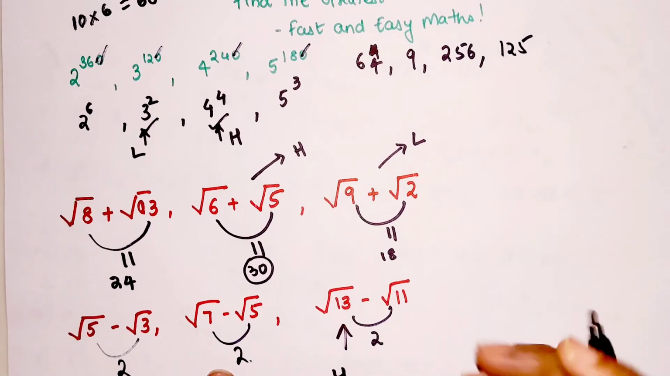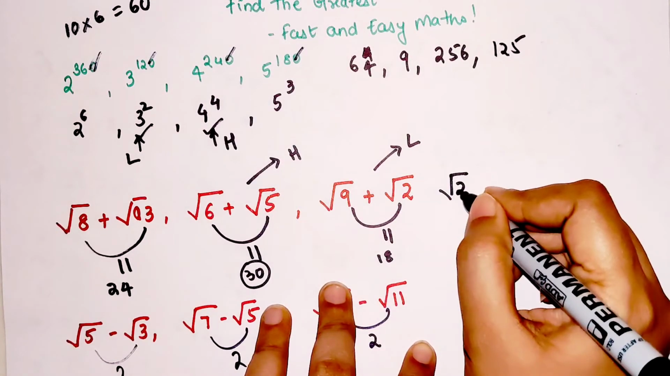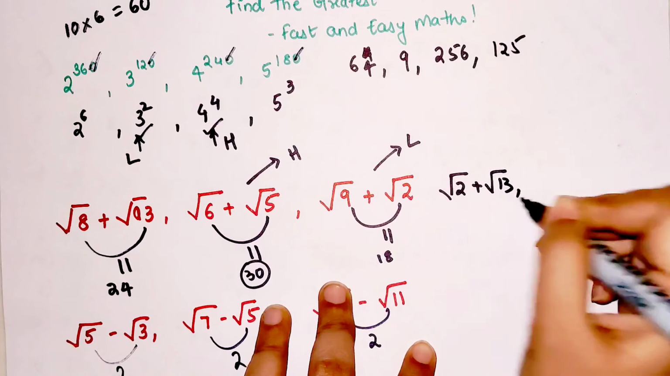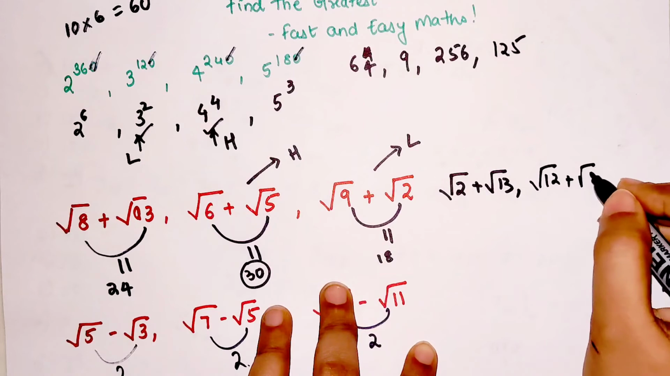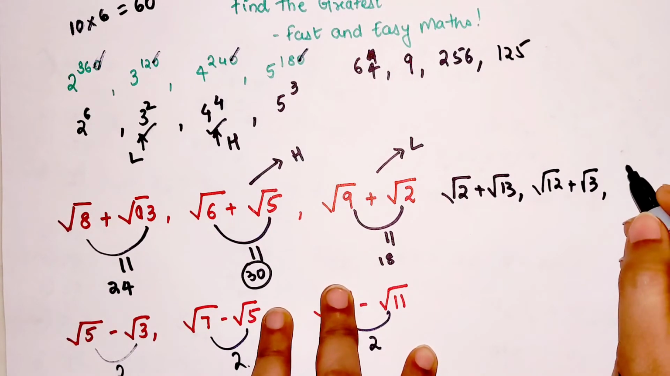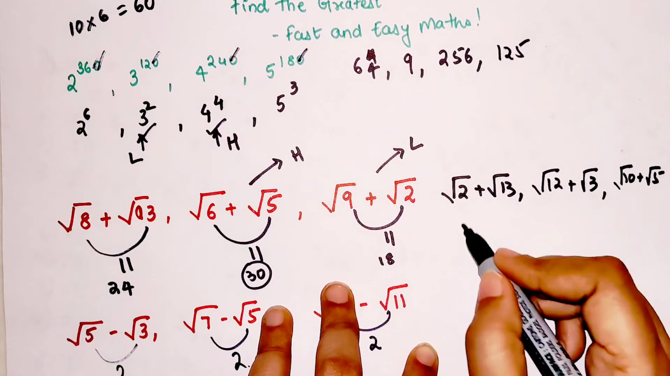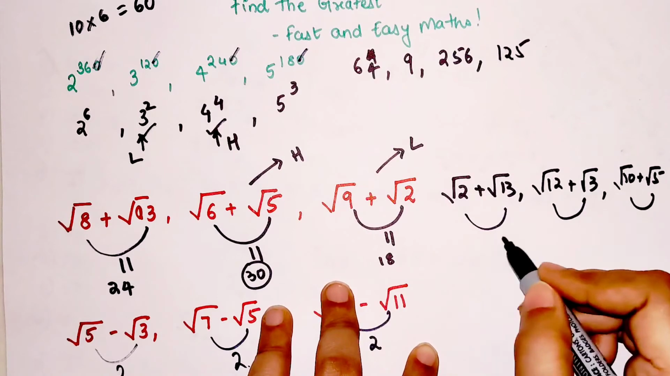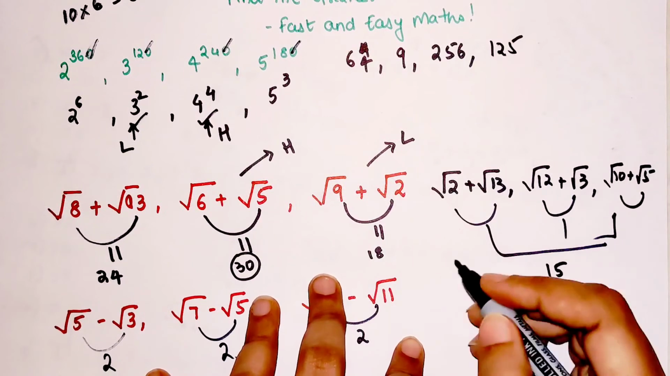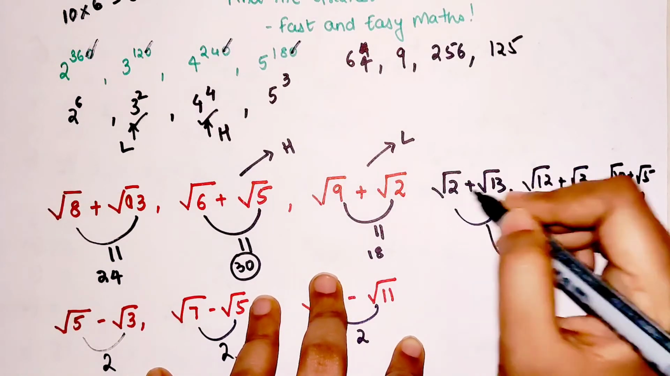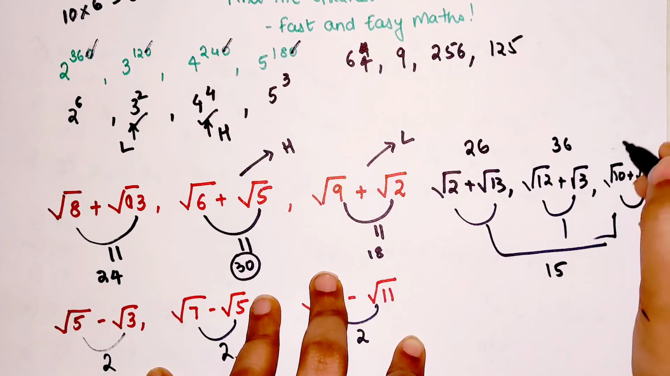Now very quickly let's do one more. Let's say we had root of 2 plus root of 13, and root of 12 plus root of 3, and we had root of 10 plus root of 5. Again the addition, all three additions are coming out to be 15, correct? So we have to just do the product. 2 into 13 gets you 26, this one gets you 36, and this one gets you 50.